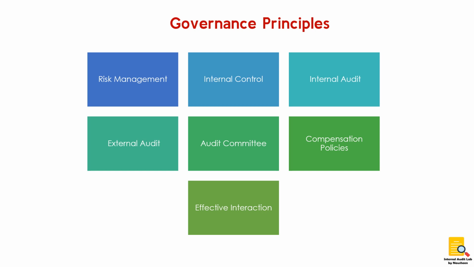Number 12, audit committee. The audit committee should be comprised of only non-executive directors in order to enhance its independence in providing an oversight of the internal control and governance processes. Number 13, compensation policies. The compensation policy in the organization should encourage appropriate behavior consistent with the objectives and values of the organization, especially for directors and senior management. And lastly, effective interaction among the board, management, and other parties involved in organizational governance is a key factor for good governance.